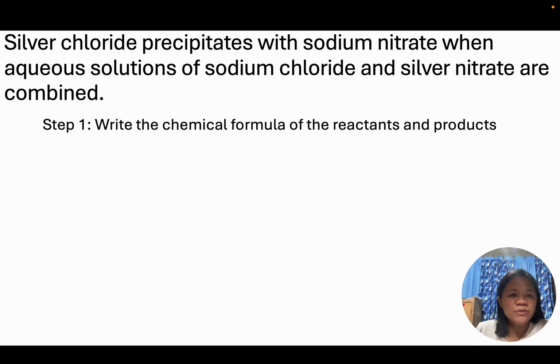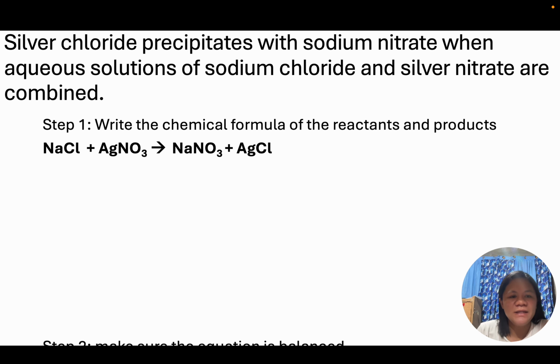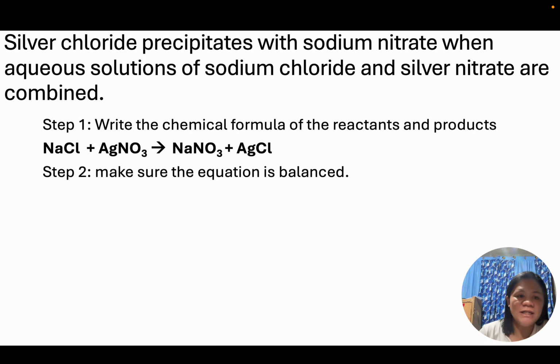So step 1, write the chemical formula of the reactants and products. So again, we have an aqueous solution of sodium chloride and silver nitrate. Okay, and our products are silver chloride and sodium nitrate. Next, make sure the equation is balanced.